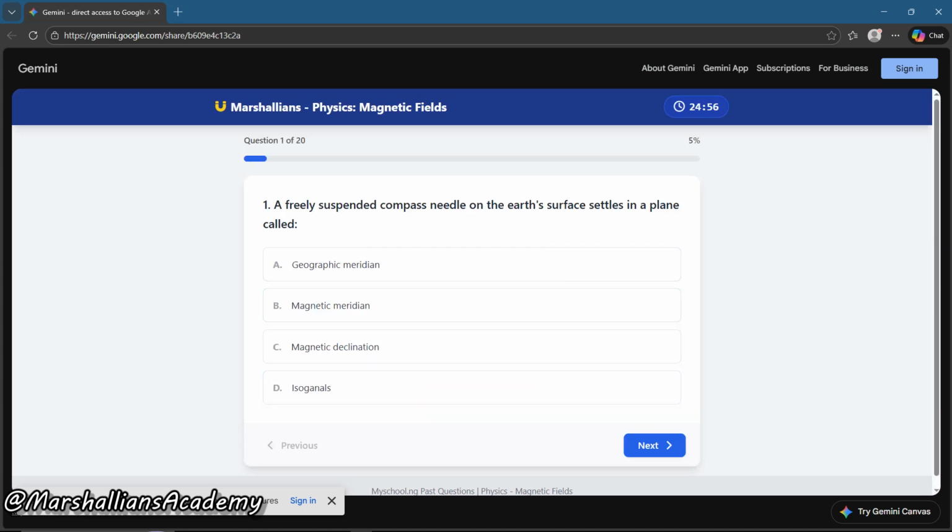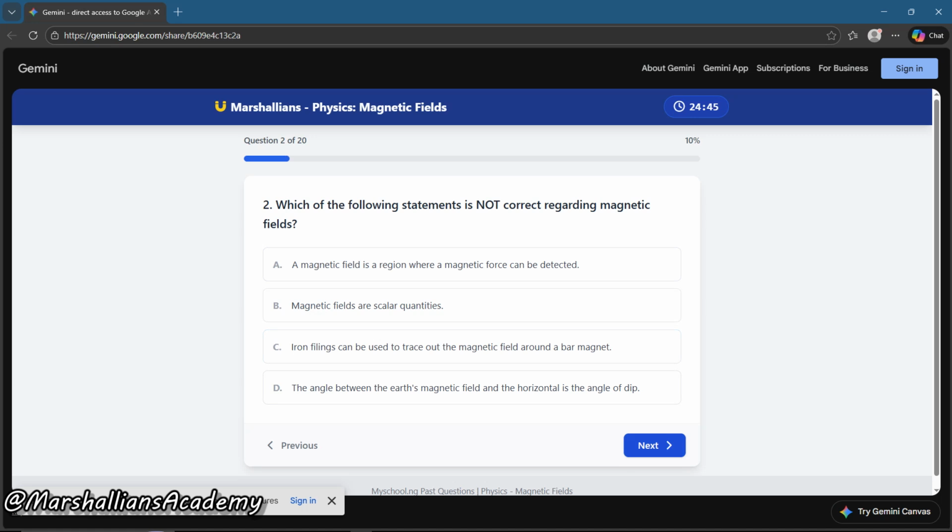Let's see if you can remember the answers on your own. What do you think is the answer of question 1? Pause the video and answer it. If your answer is magnetic meridian, then you're correct. What about question 2?